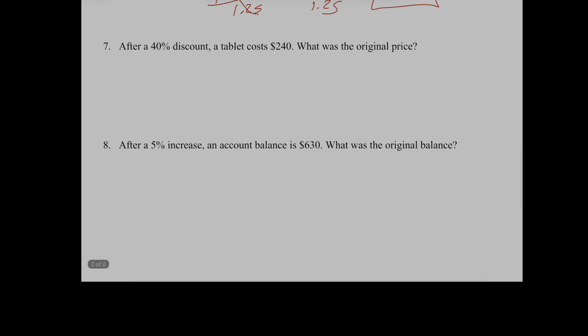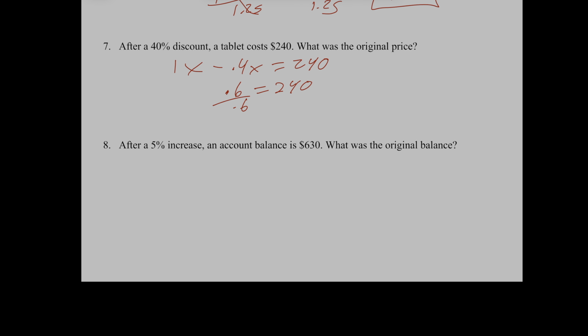Number 7, after a 40% discount, a tablet costs $240. What was the original? I don't know the original, but I know that after I subtracted out 40% of that original, I ended up spending $240 on it. There's your setup. What's 1 minus 0.4? That would be 0.6. Okay, and that equals 240.